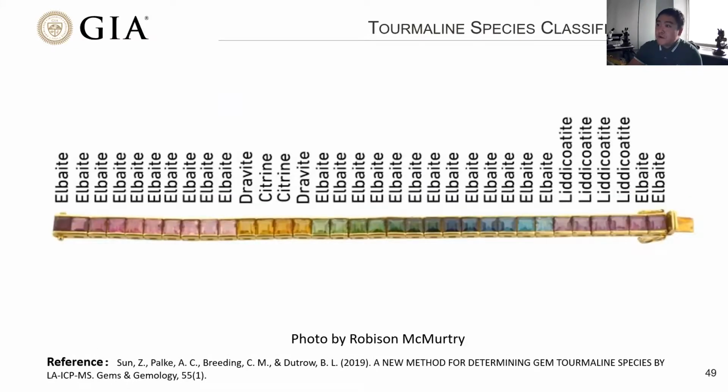Such as this rainbow-colored tourmaline bracelet. It was examined for identification and species classification at GIA's Carlsbad lab. The tourmaline species ranged from red-pink elbaite and orange dravites to green-blue elbaites and violet-purple liddicoatites. And there were 2 orange citrines that had been set between the 2 orange dravites in this bracelet.